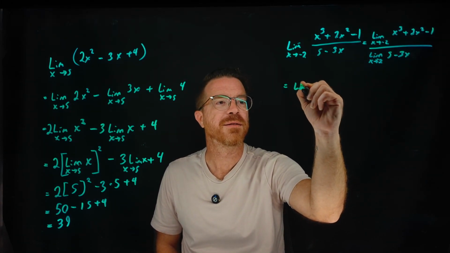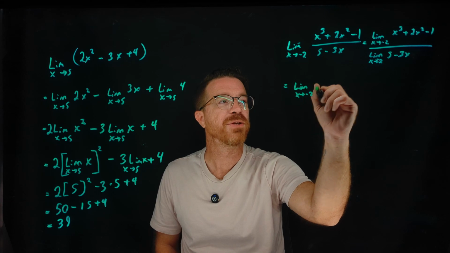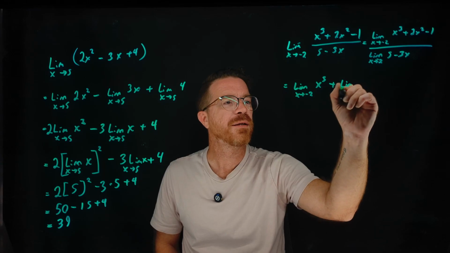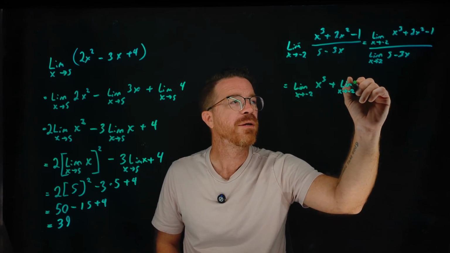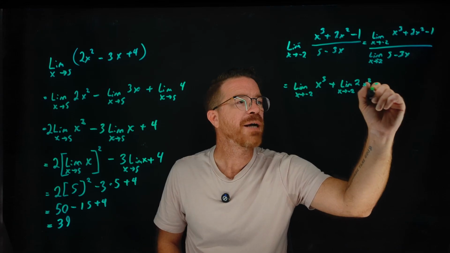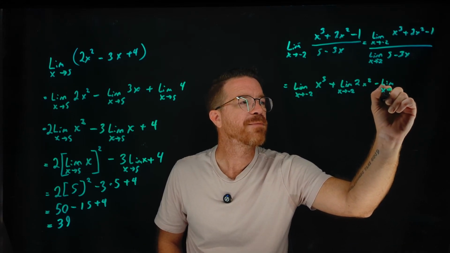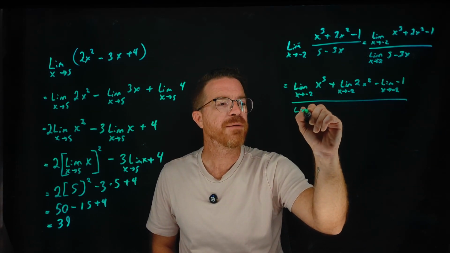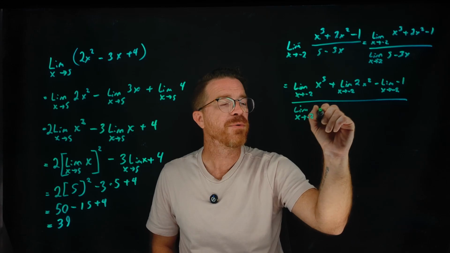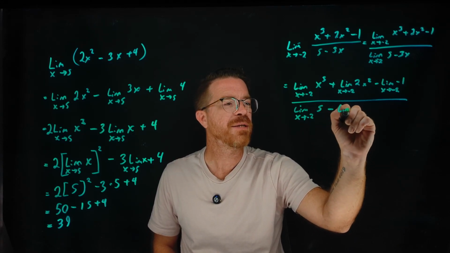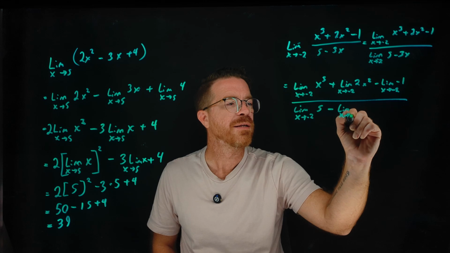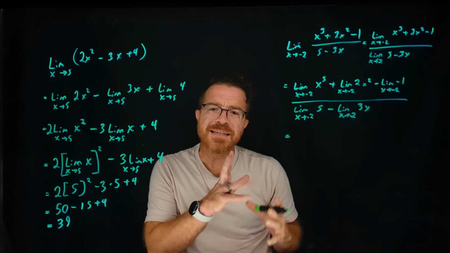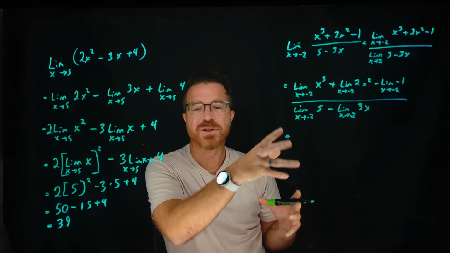So this is going to be the limit as x approaches negative 2, x cubed, plus the limit as x approaches negative 2, 2x squared, minus the limit as x approaches negative 2, negative 1, divided by the limit as x approaches negative 2, 5, minus the limit as x approaches negative 2, 3x. So now we have a lot to do on this one. So in this case, I'm going to talk through every step, but I might skip a few steps just to make it a little bit faster.